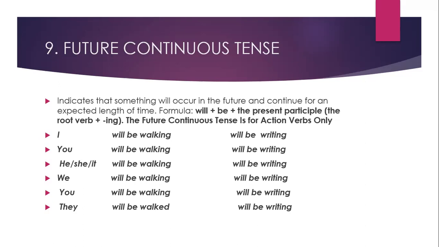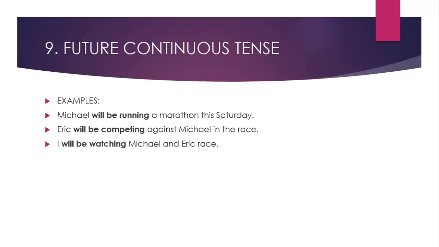So we have I will be walking, you will be walking, she will be walking, we will be walking, you will be walking, they will be walking. Like I said, the future continuous tense is for action verbs only, not for state of being verbs. So it's actually wrong to say things like, I am loving you, or I will be loving you, right? Usually we use it for the action verbs only.